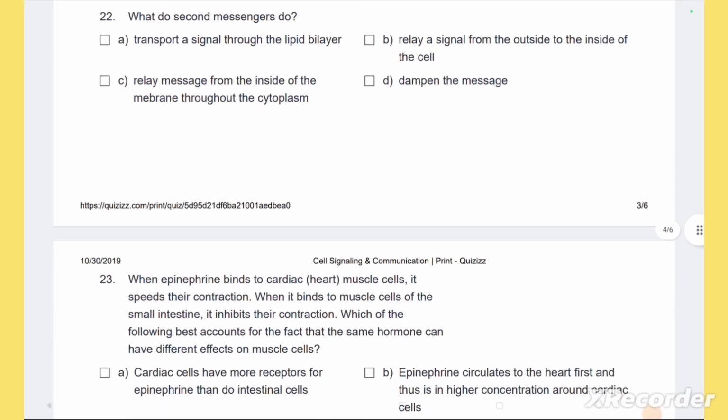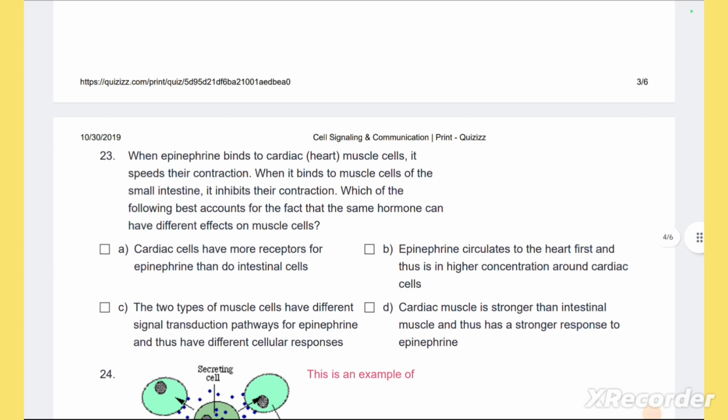Question number 23. Very interesting question. When epinephrine binds to the cardiac heart muscle, it speeds their contraction. When it binds to the muscle cells of the small intestine, it inhibits their contraction. Means epinephrine is a heartbeat increasing hormone, and when it binds to the heart muscle, it increases the contraction. But when it binds to the intestinal muscle, it inhibits the contraction.